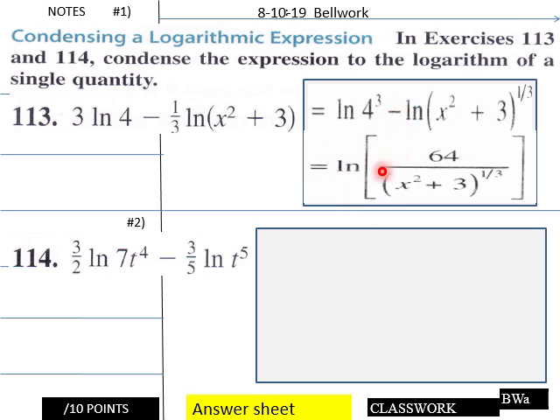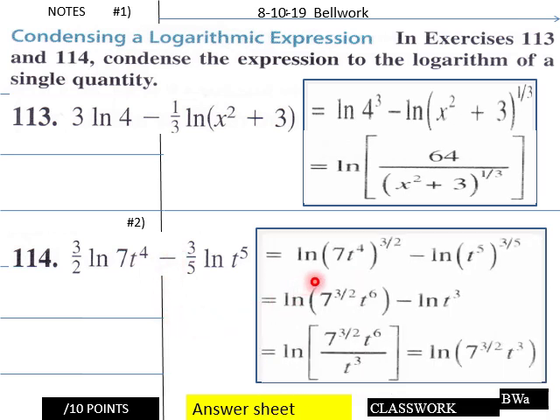The minus here is the same thing as a fraction bar, so this becomes a fraction bar. Natural log bracket 64, since 4 cubed is 64, over quantity x squared plus 3 to the 1/3 power. So this shall become that. And then down here again you have another subtraction. So this will become natural log 7t to the 4th to the 3/2 power minus natural log t to the 5th to the 3/5 power.